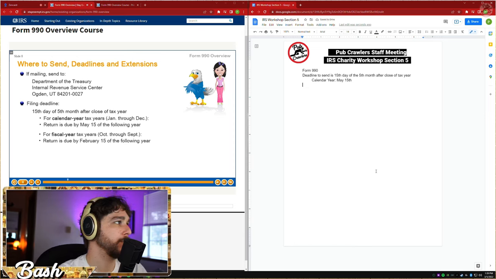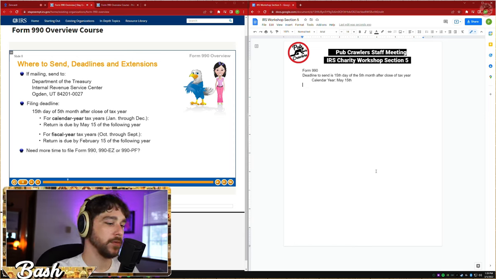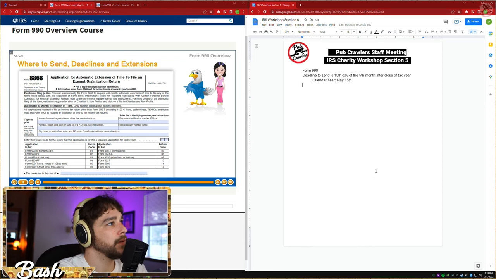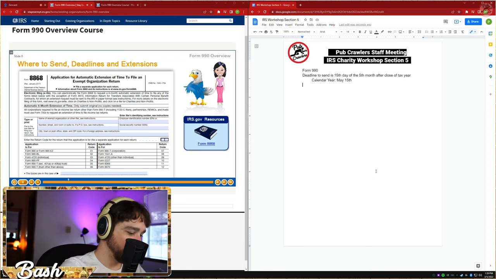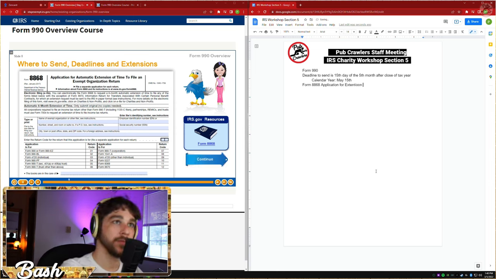What if an organization needs a little more time? Any Form 990 or 990-EZ filer can file Form 8868 to receive an automatic 6-month extension. Form 8868 is available in the Forms and Publications section of IRS.gov. If your organization fails to file by the due date or the approved extension date, it may incur failure to file penalties. When you're ready to move ahead, select the Continue button.